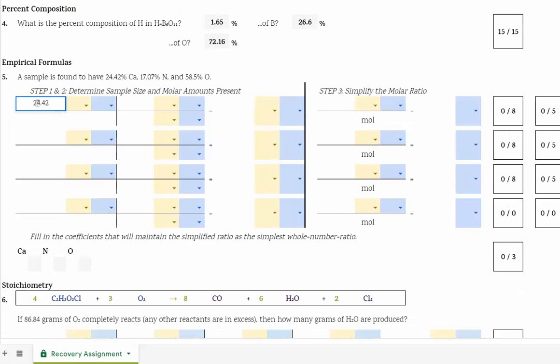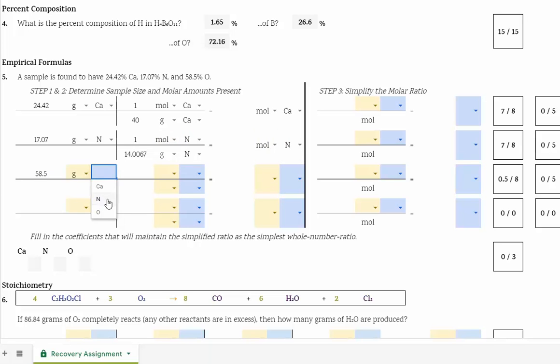After that, there's an empirical formula. I've changed the format a little bit from the original digital worksheet, where steps 1 and 2 are on the left, but step 3, where you simplify your molar ratio, is on the right now. Beneath that, once you've determined what your simplified molar ratio is, you're supposed to enter in a whole number ratio for the subscripts. Some students will have to go ahead and multiply their simplified ratio by 2, 3, 4, or 5 in order to get a proper whole number ratio for the subscripts.